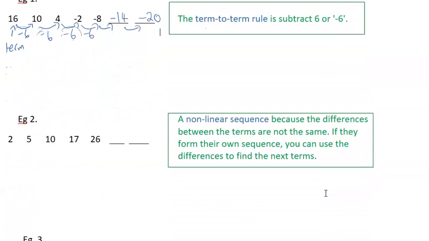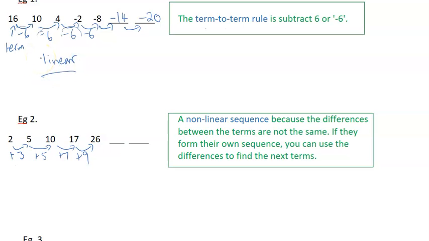Have a look at this one. If we consider these jumps, that's going to be +3, +5, +7, +9. So we can see that it's not like the first example where the jumps were all the same. So the first one we know straight away is linear because the jumps were all the same. That was a linear sequence.